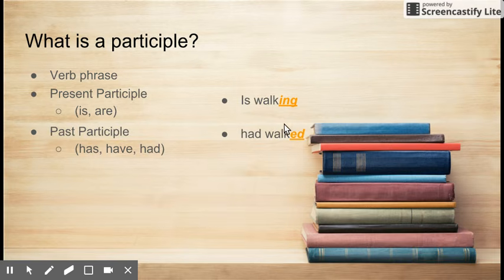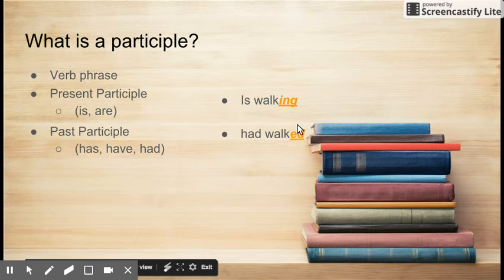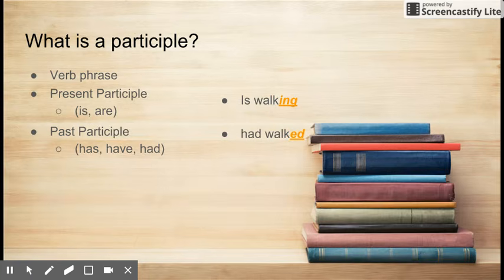In a past participle, you're going to also have a helping verb, and you're going to have the verb, and you're going to add an ed to it. And we're talking about regular verbs today. So had walked means it's a past participle of something that I did earlier.